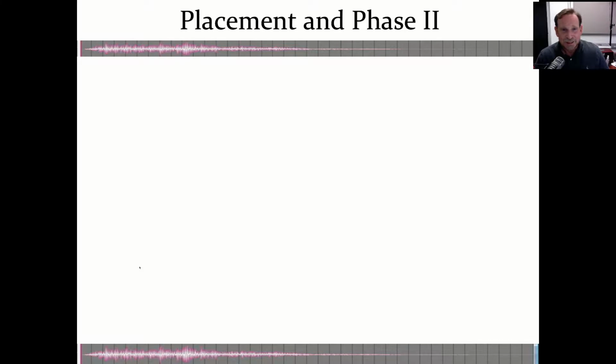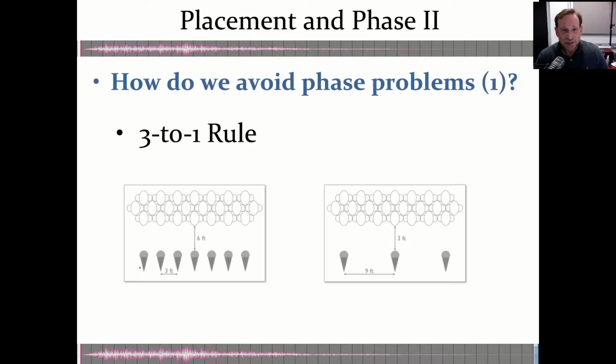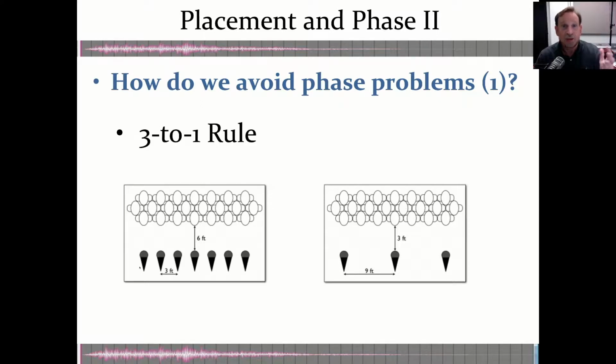One more spot check on this. How do we avoid the phase problems? Of course, we want to avoid them with the 3-to-1 rule. And one of the things to keep in mind is that sometimes we're tempted to put more microphones on, say, a chorus. We want to say, oh, we want to pick up everybody's voice. But keep in mind that the more microphones we have, the more likely it is that we're going to have phase problems. And that is actually going to make the sound a lot worse. So let's simplify and keep proper distancing and spacing with those microphones to get a much better overall recording.